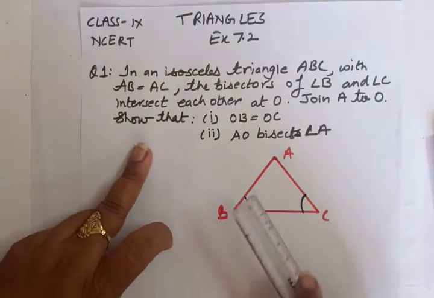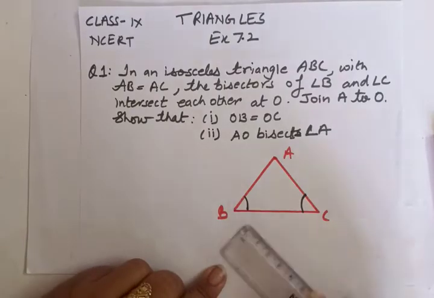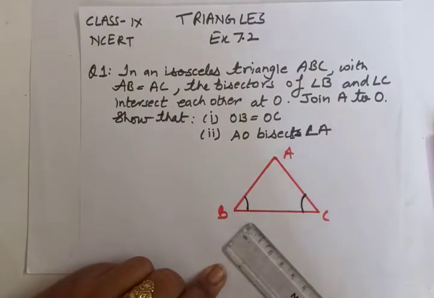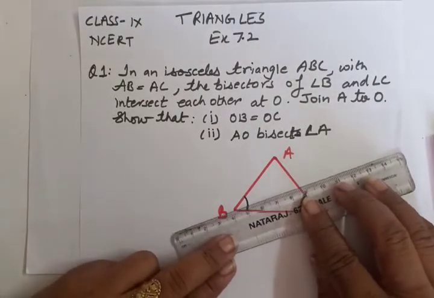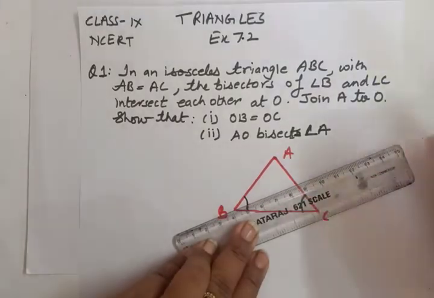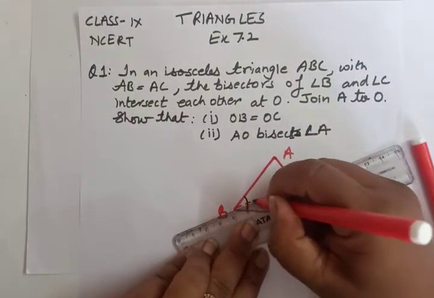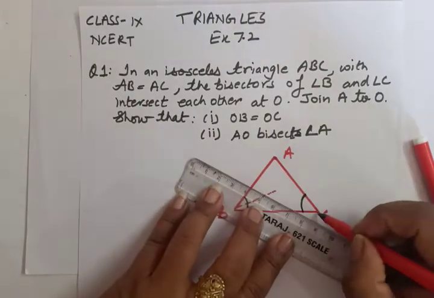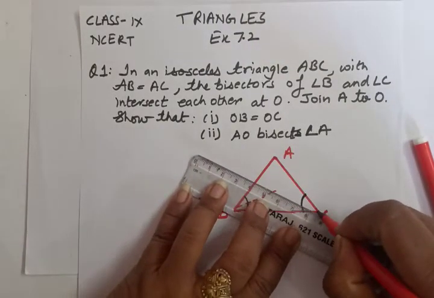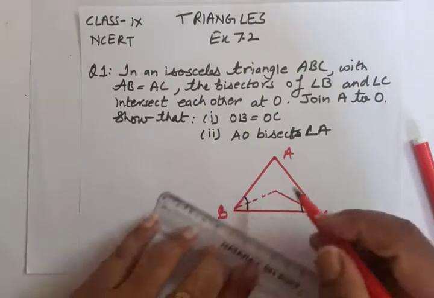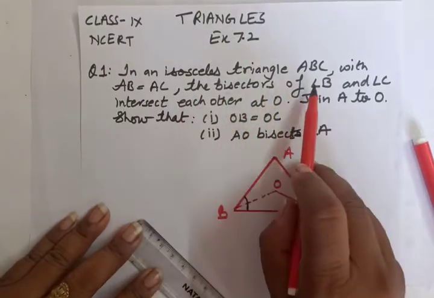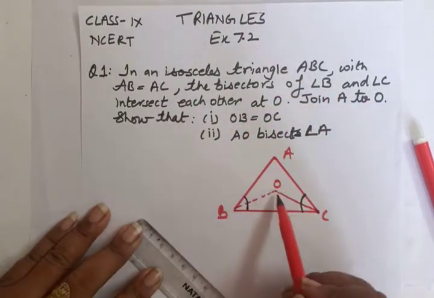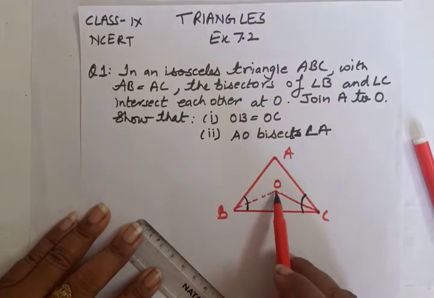Bisector, actually this is not a construction portion. Basically we draw a bisector by using a compass, but here I just make you understand. So I am drawing by saying only that suppose this is the bisector of angle B and this is the bisector of angle C. You can see it is coming from the middle and they are joining at point O. It is given. The bisectors of angle B and angle C intersect each other at point O. Yes, so we have got the point O where they are intersecting.